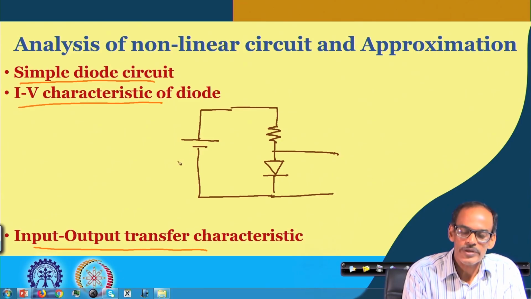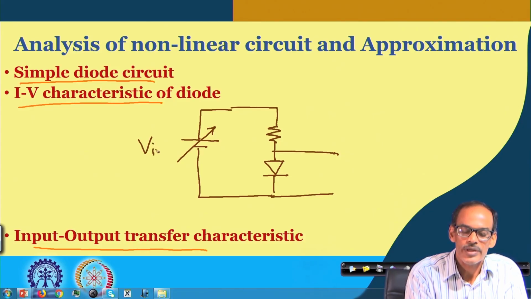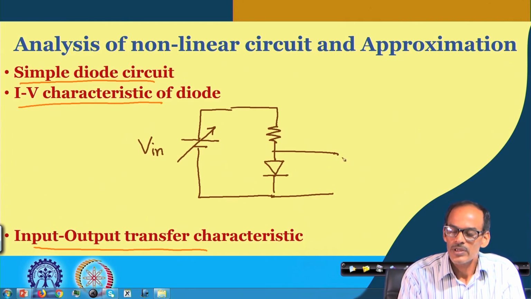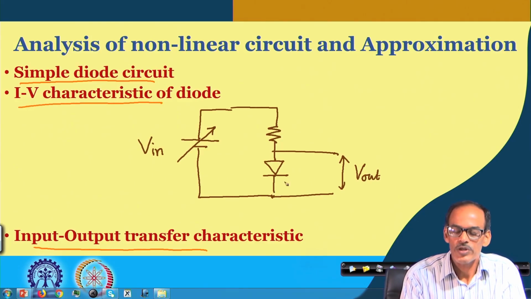For the time being, consider this is a DC voltage, but it is changing slowly with time, or you can say we are slowly changing this DC voltage, and then we are observing the corresponding output. And then what can you say about the voltage?